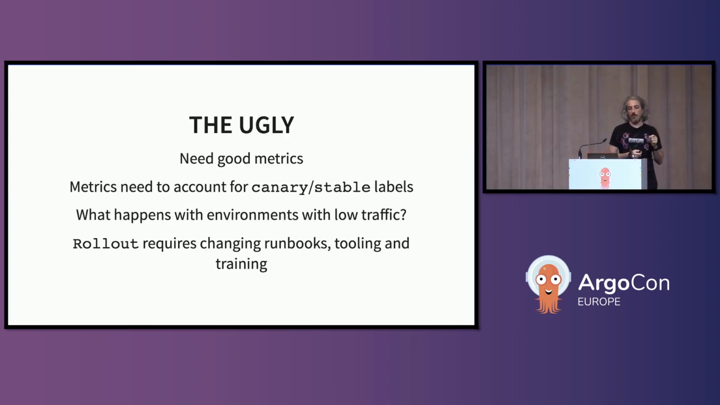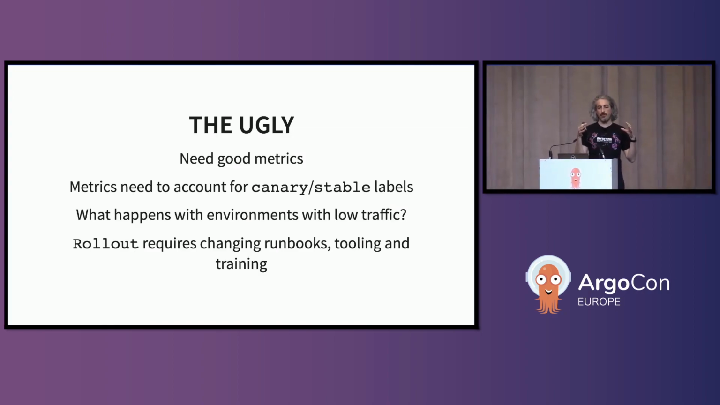And some things we had to work on, we have to have really good metrics. You gotta make sure that these metrics are covering both canary and stable labels on the pods, making sure that you can differentiate between both. What happens when you have environments with very low traffic? When you don't have any traffic, it's really hard to see if something is breaking because of the rollout you just made, or is some other issue. Or the percentages, 100% errors, if you have 10 requests, maybe it's not important.